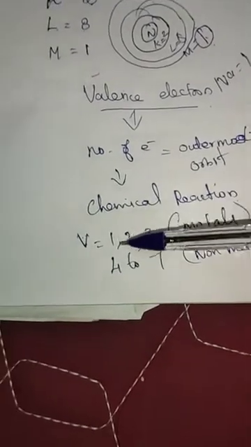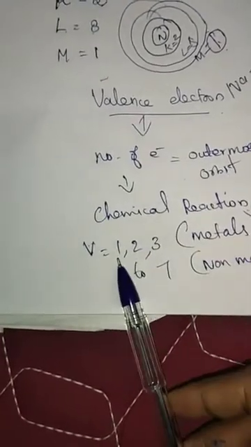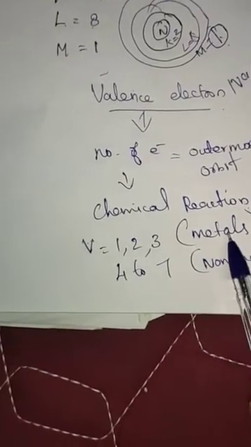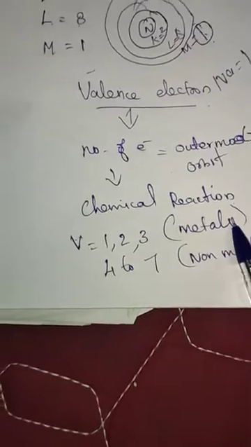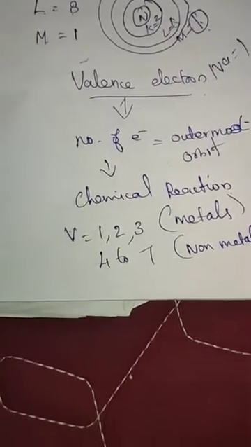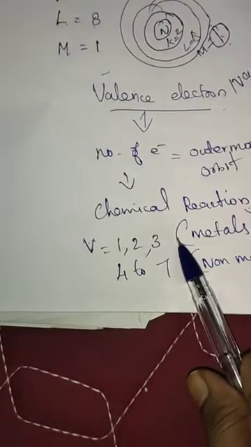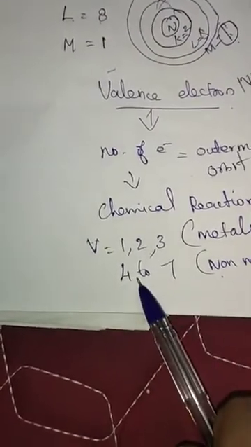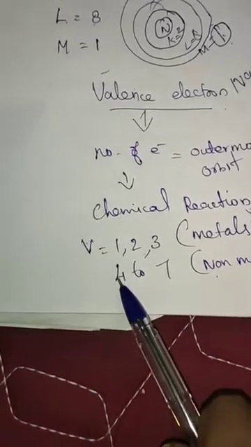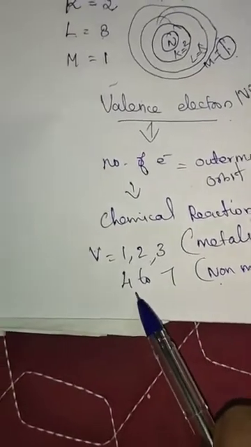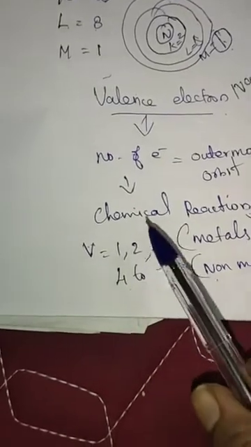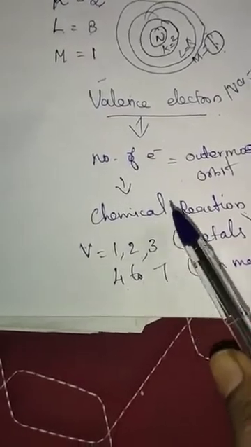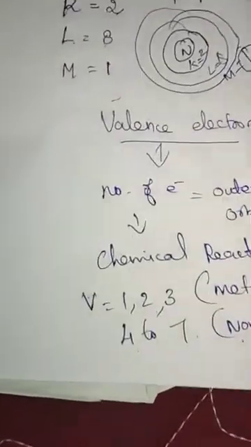If the outermost orbit contains 1, 2, or 3 electrons, it belongs to metals. Usually metallic atoms have 1 or 2 electrons in the outermost orbit because they lose electrons. Non-metals gain electrons, so they usually have 4 to 7 electrons in the outermost shell. Some atoms have 4, some 5 or 7. Okay students, did you understand what a valence electron is?